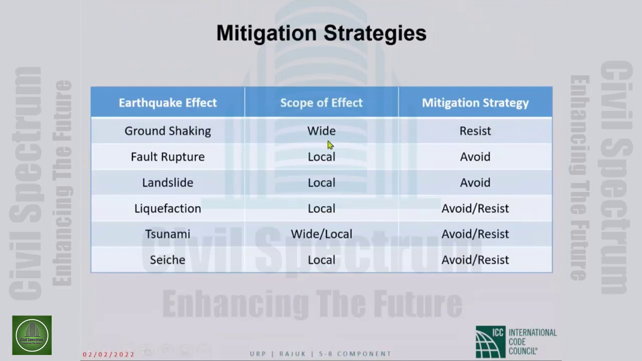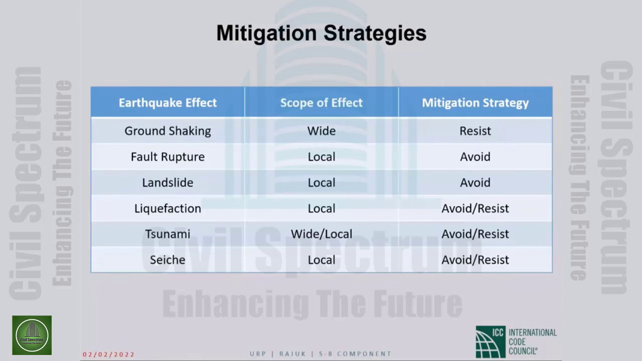Ground shaking, the effect is wide, not localized, but we can do something about it. We can design our buildings to resist ground shaking, or at least to perform satisfactorily for us in ground shaking. Fault rupture has local impact, and nothing we can do about it if it happens. So what we can do is not build where we know that there are known faults, and there are restrictions in the IBC that you cannot do that.